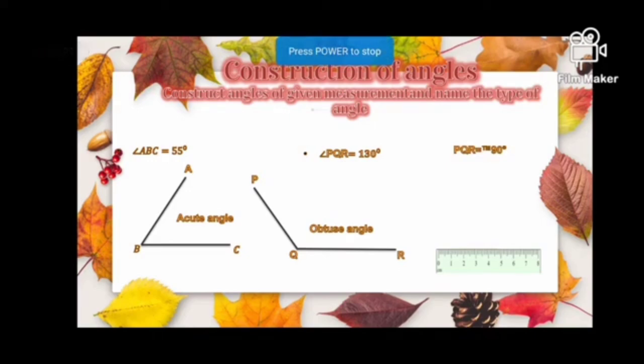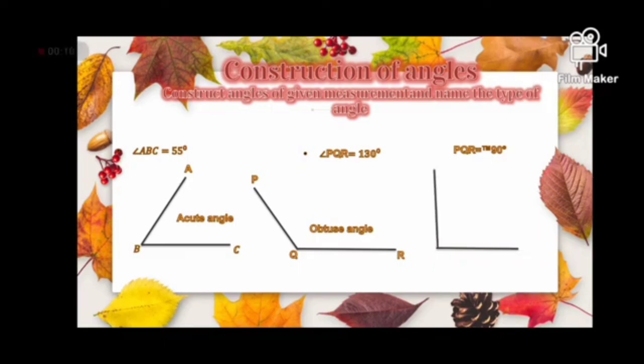Now we have to draw angle of 90 degree, angle XYZ. Draw a line of any measurement, then place the protractor at a point, and this is angle XYZ. This is angle of 90 degree, that's why it is called right angle, because a right angle measures 90.